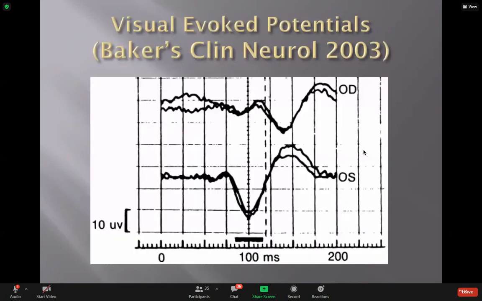Visual evoked potentials. These will tell you if there's any abnormality in the optic nerve or the optic pathway all the way to the occipital lobe. So it does not tell you where the eye problem is. They'll just tell you there's something wrong with the visual pathway.